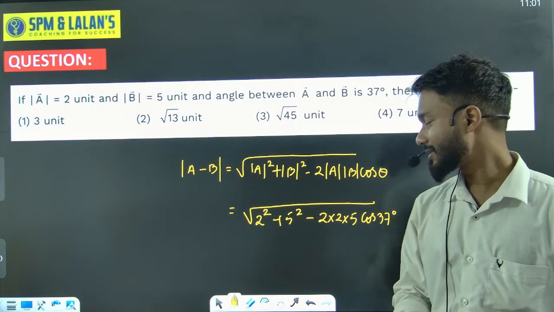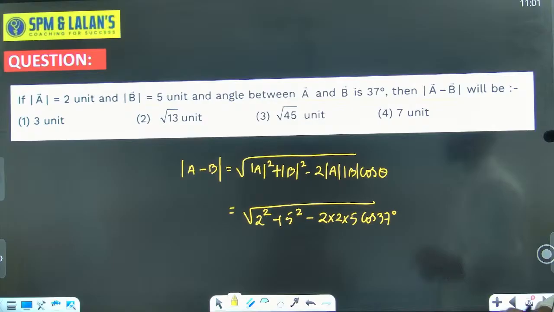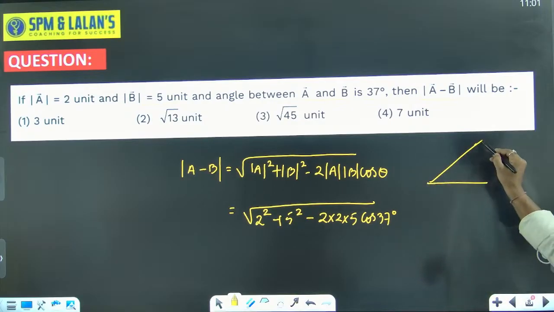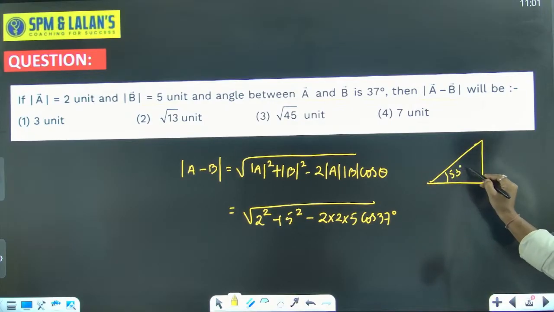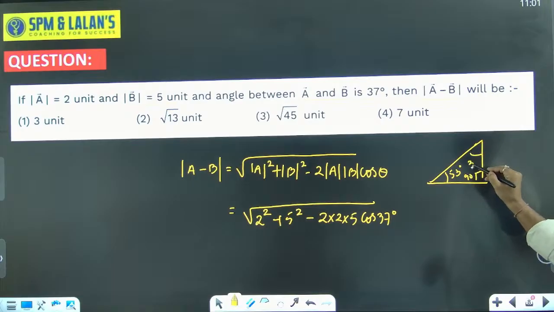And you know sin 37 is 3 by 5, cos 37 is 4 by 5. I hope you remember this triangle: 53, 90, 37. This is 3, this is 4, this is 5. So sin 37 is 3 by 5, cos 37 is 4 by 5.